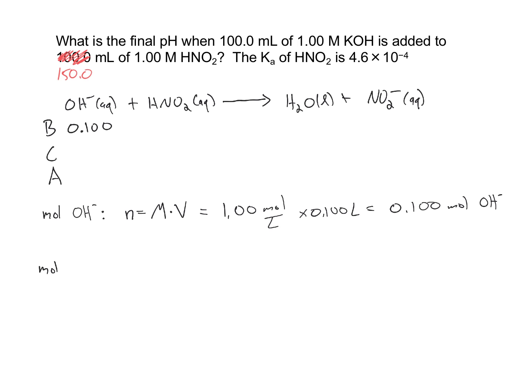Now we need the moles of nitrous acid. We'll find that the same way. One molar, or 1 mole per liter. Now we have 150 milliliters, so that would be 0.15 liters.